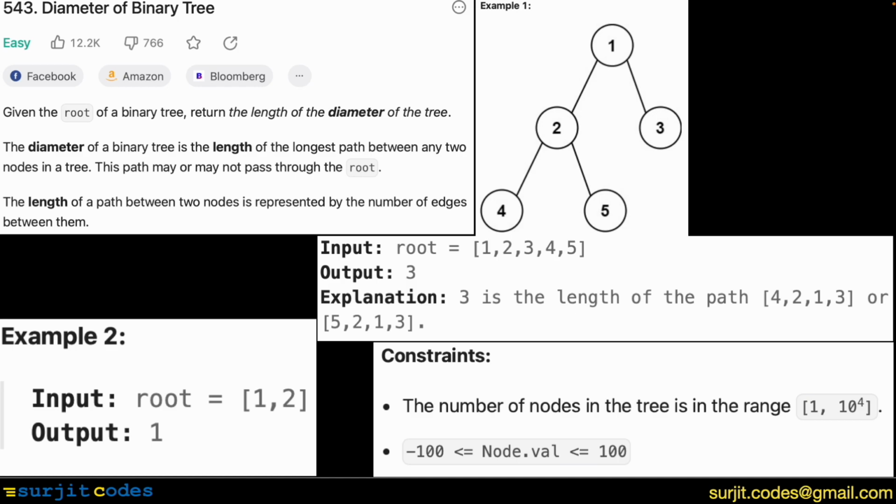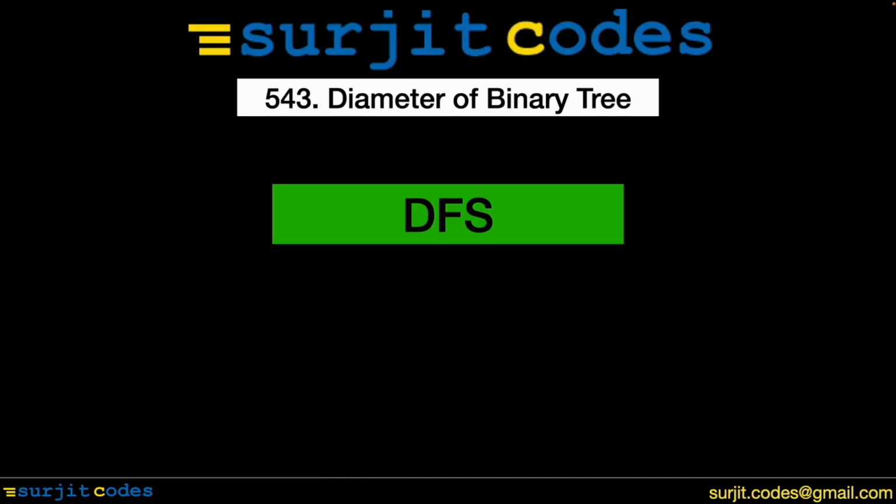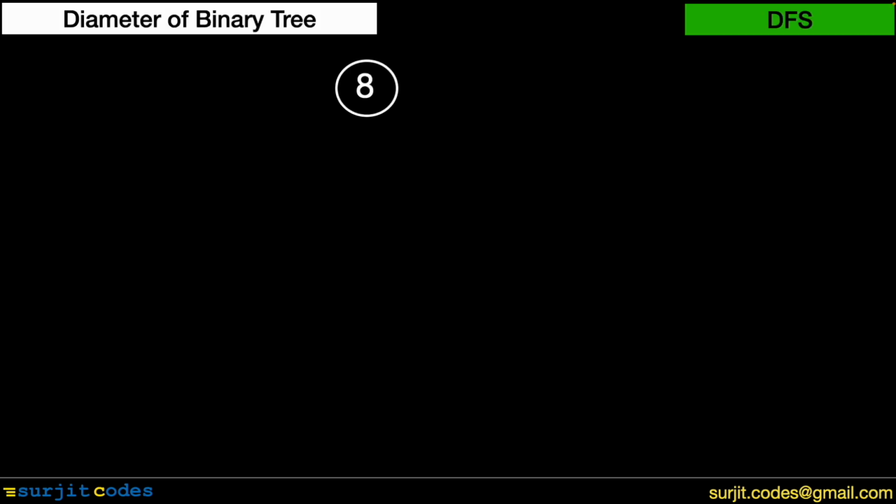We are given a binary tree. We are to find the diameter of the tree, which is the longest path between a pair of nodes of the tree. In all such problems, we always prefer DFS approach to process all nodes recursively. Let us quickly understand the problem.